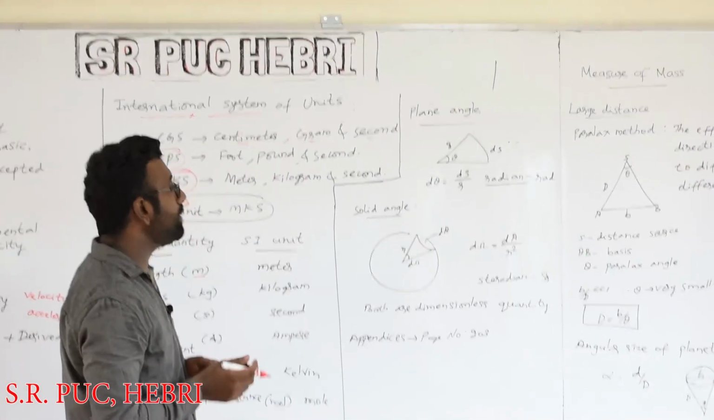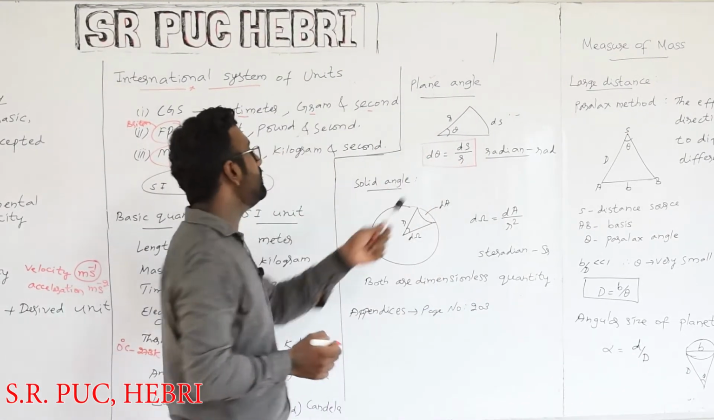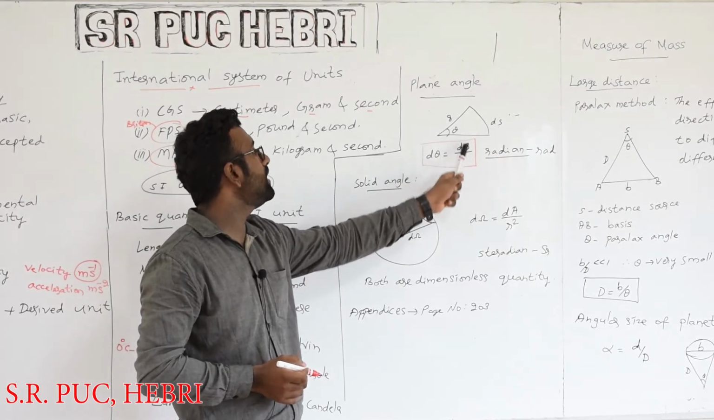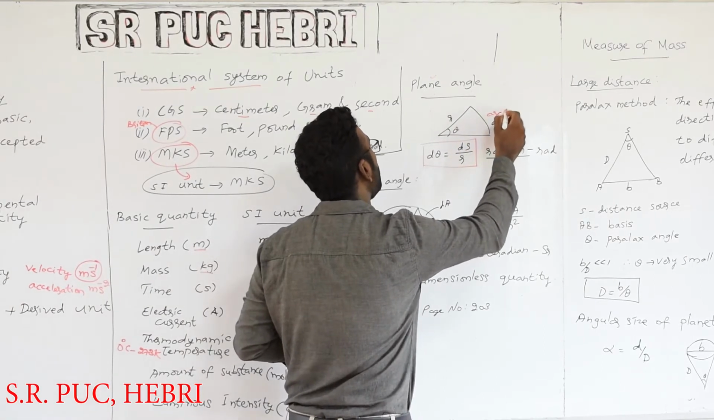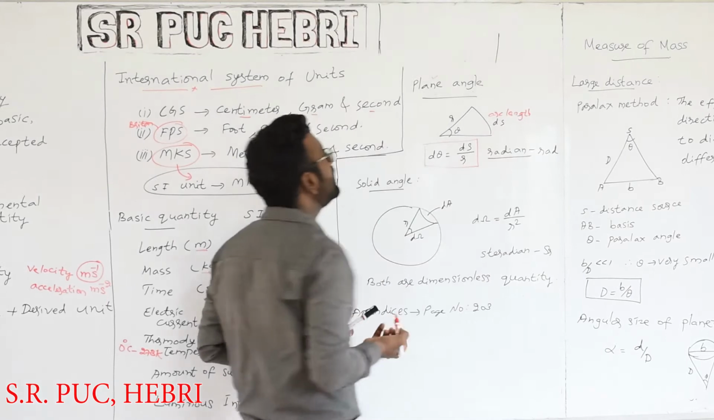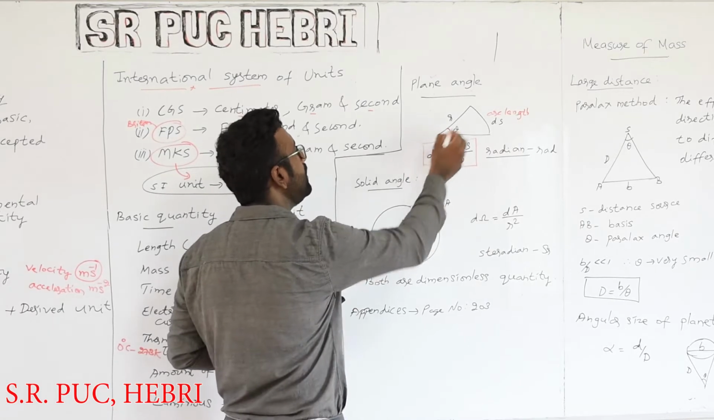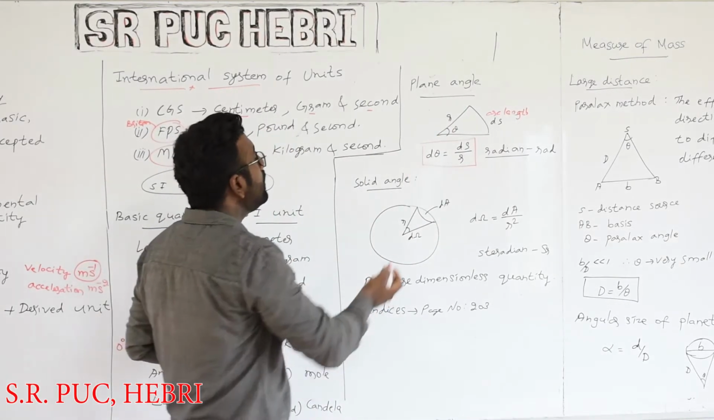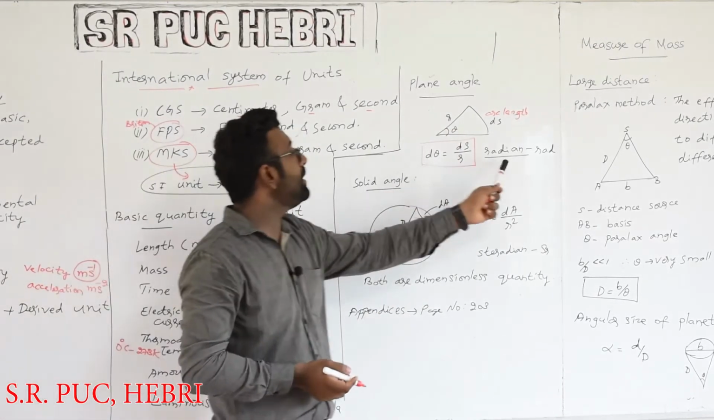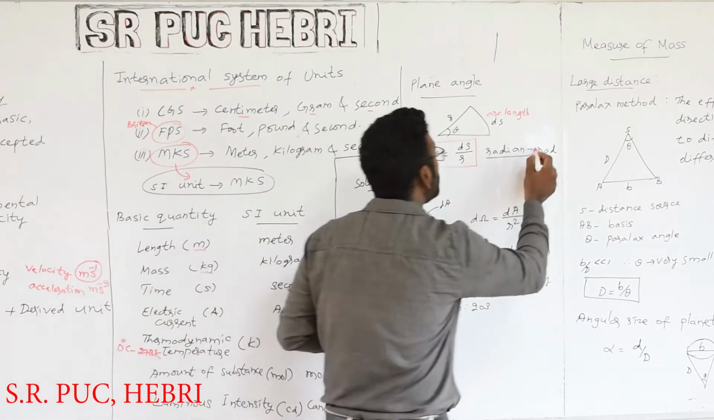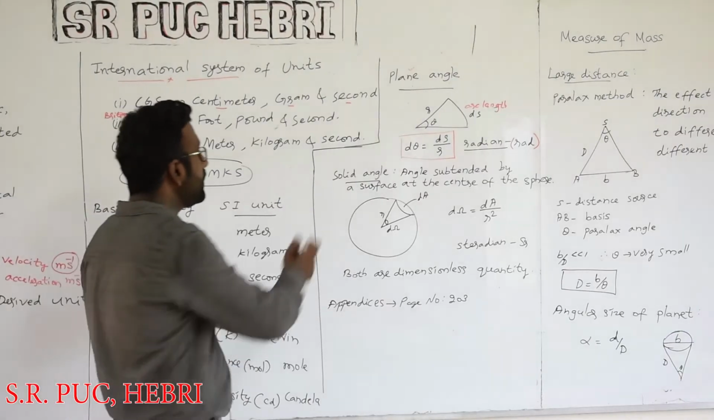How do I calculate this plane angle? I can calculate using a very simple formula: d theta is equal to ds divided by r. Here ds is the arc length, and r is the radius from the center to the particular point where you are going to measure it. Then theta is the angle. This theta is measured in radians and is denoted by rad.